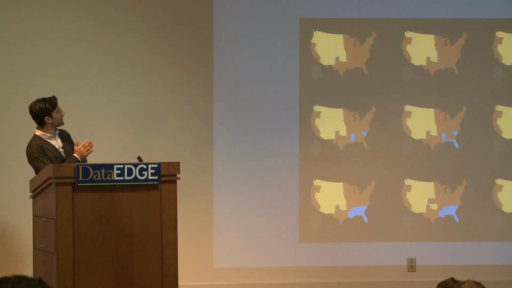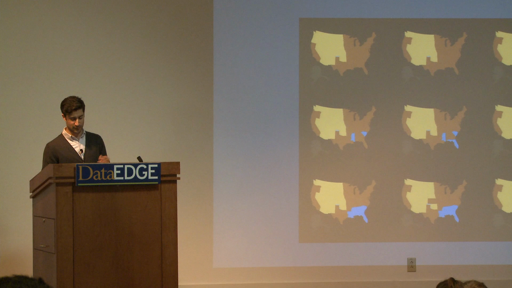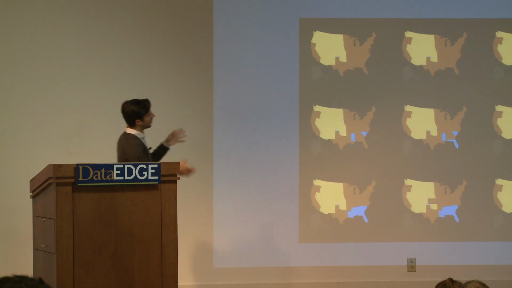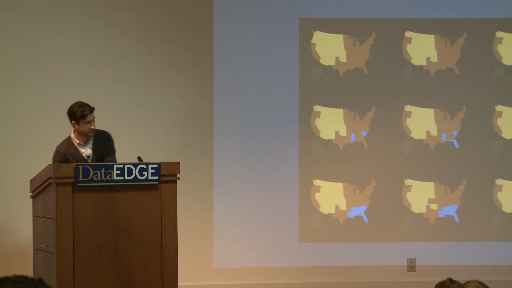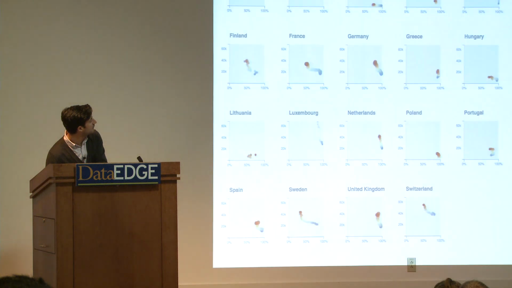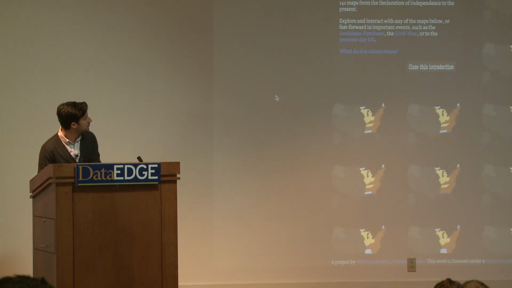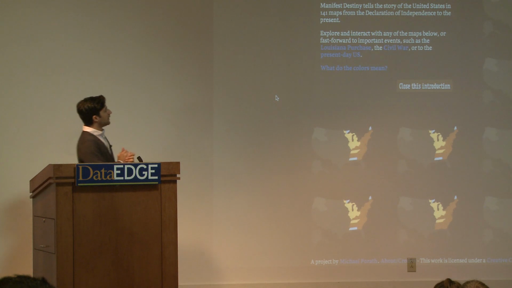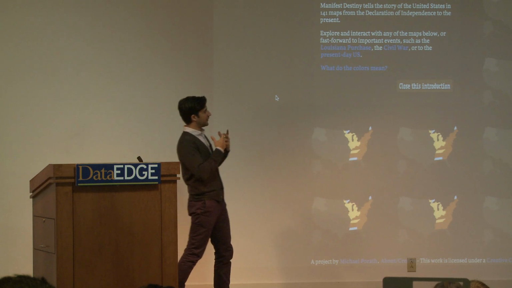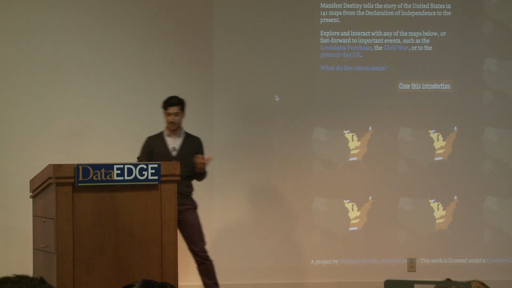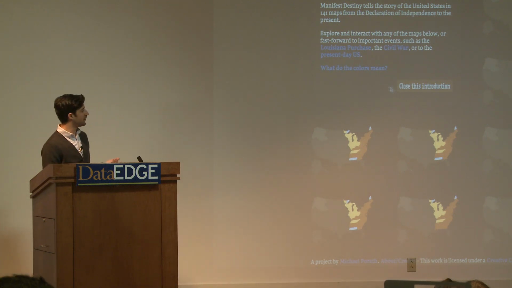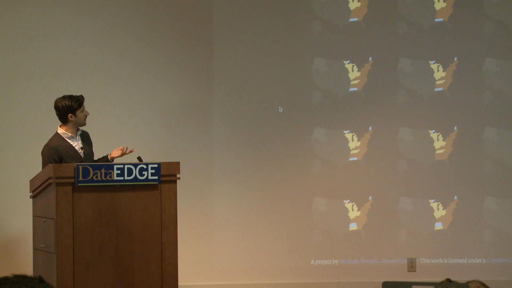Okay. The last project I want to show was sort of a fun project that I've done. It's the same concept of small multiples, but here, let me see if I can go into the interactive. There you go. It shows the growth and the territorial expansion of the United States from the Declaration of Independence to the present.